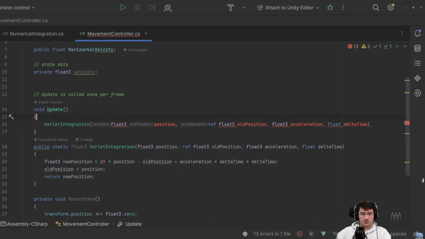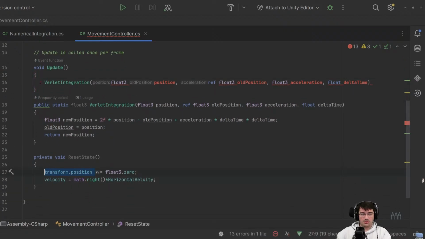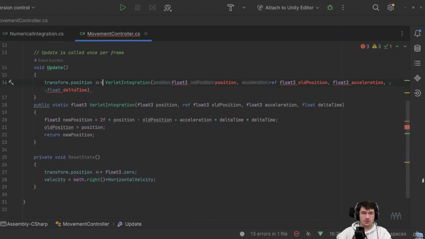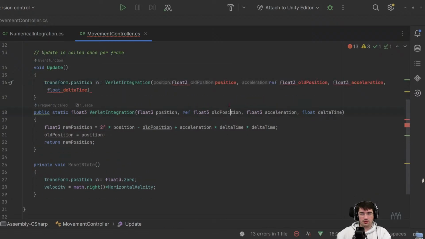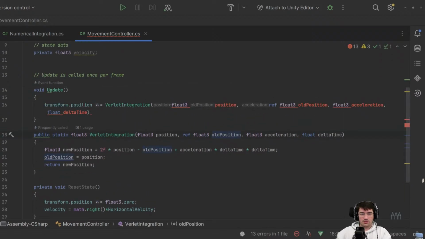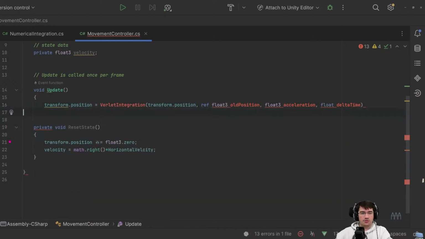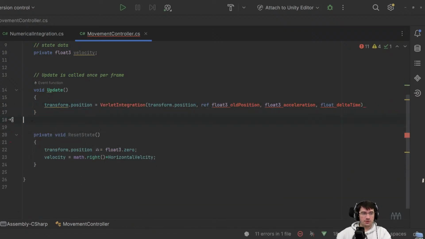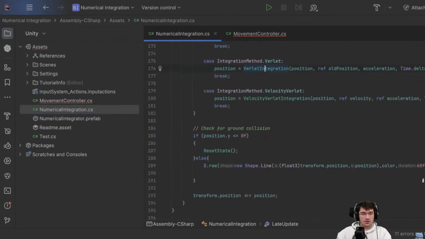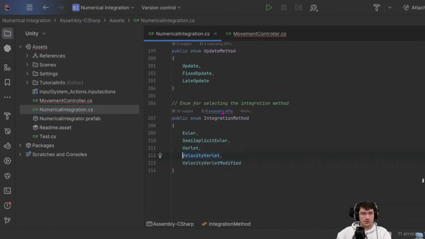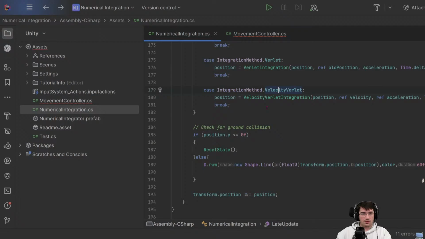So our position will be equal to the return of that. That is our current position. I didn't pick the correct method. This one is a Verlet, and I want the velocity Verlet. Velocity Verlet. Sorry.